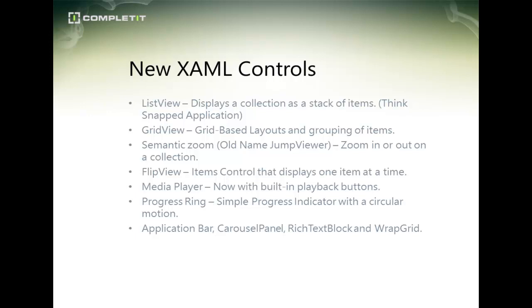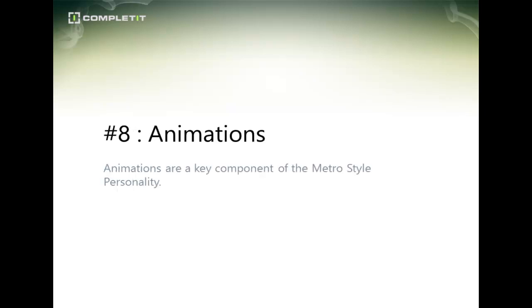And then there's a few others that you may or may not be aware of. The application bar, there's a carousel panel, there's a rich text block, and there's also a wrap grid. So I have a demo for controls, but we're running a little short on time, so that will be included in the code download. So the next thing I want to talk about is animations.